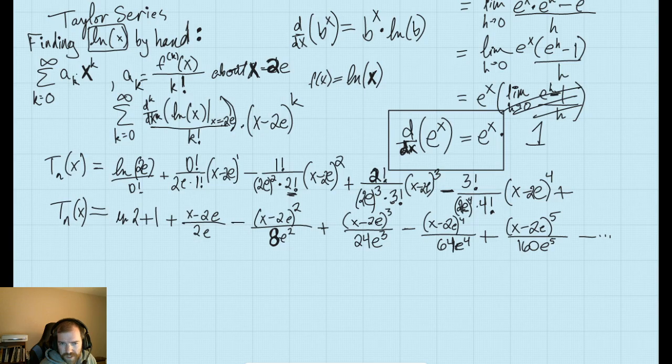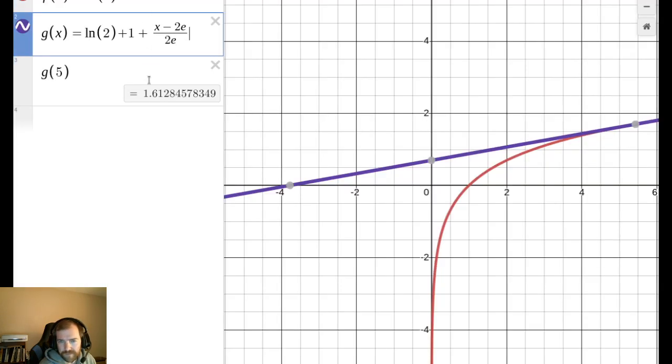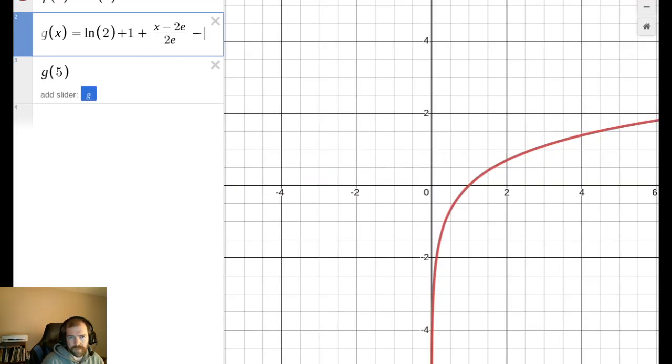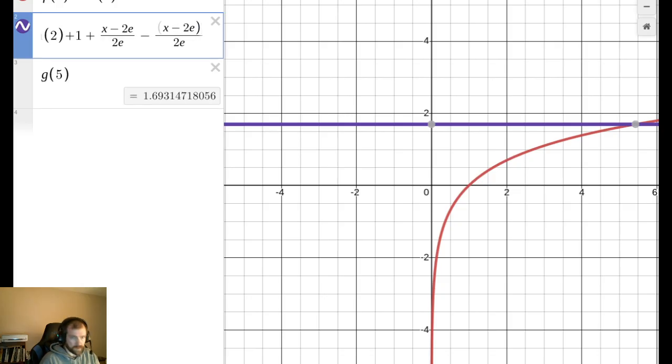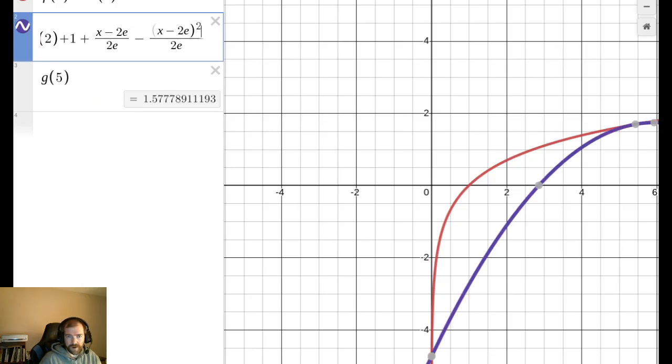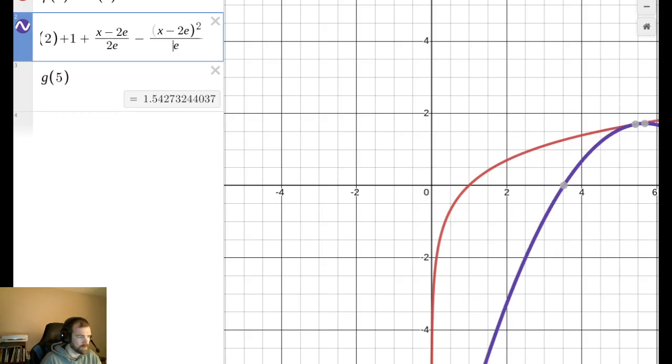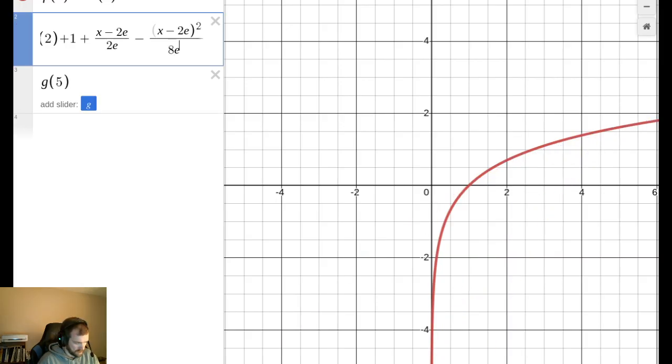Over to e. Cool. All right. And then we're going to do minus. Let's just copy this. We're going to move this into that, raised to the second power. 8e squared.